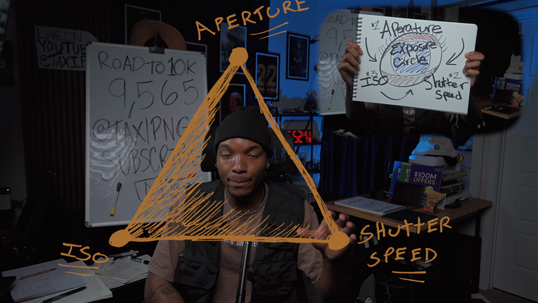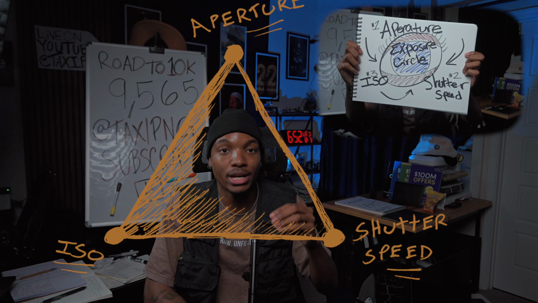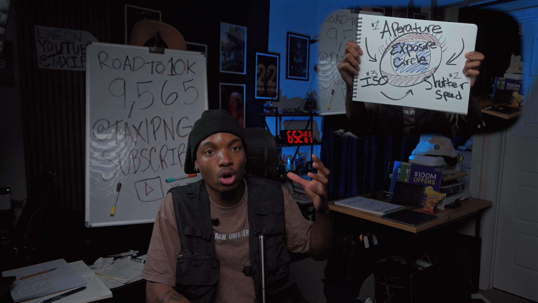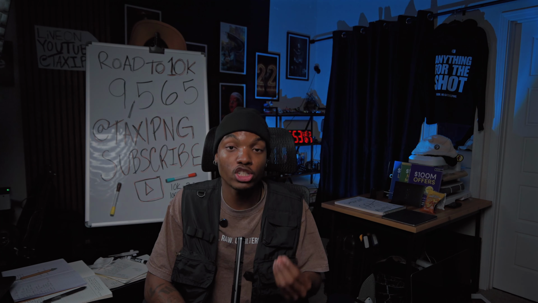Okay, so with aperture, shutter speed, and ISO, these are the most important settings that will overall change how you capture light within an image. And as I always tell you guys in every video, as a photographer, our job is to capture light, and how we capture that light will vary.